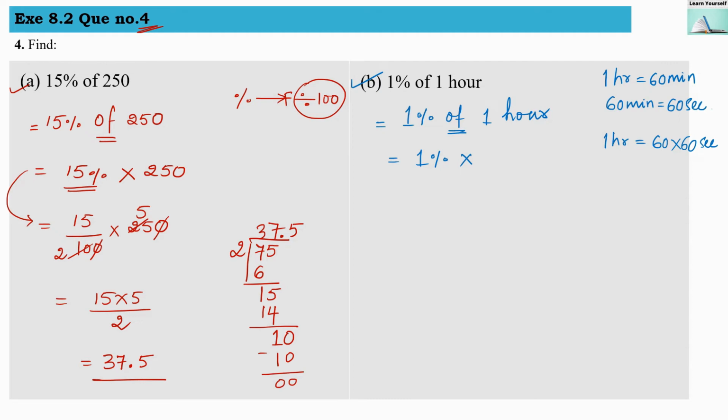So 3600 seconds will be there in 1 hour. So that we are going to write here, that 3600 second. Hour we have converted into second. So 1% now we are converting into fraction form. So 1 divided by 100 in multiplication with 3600. So this 0 will get cancelled out, and we will get here 36 as an answer. And this is second.